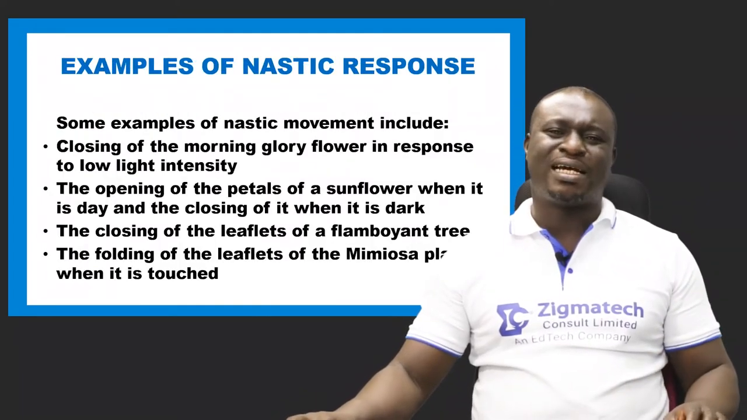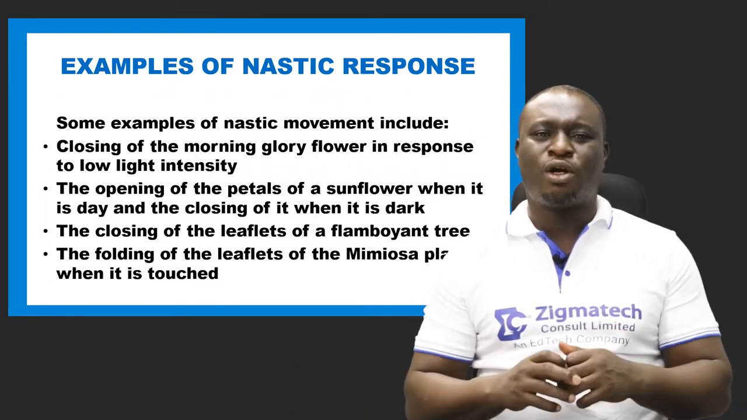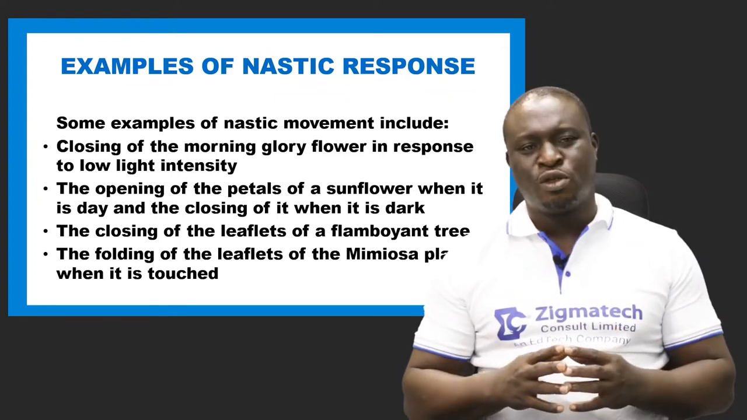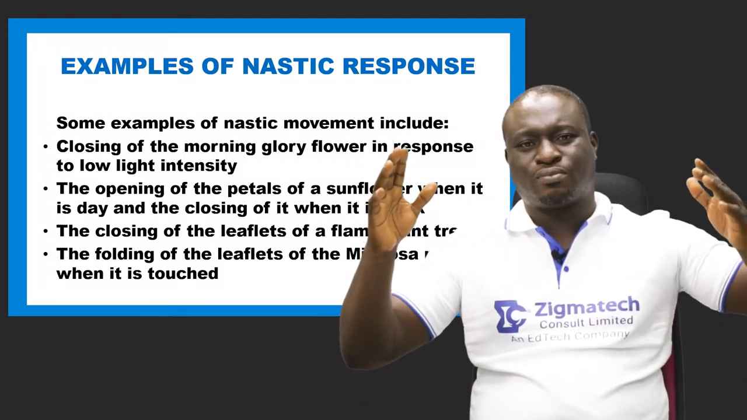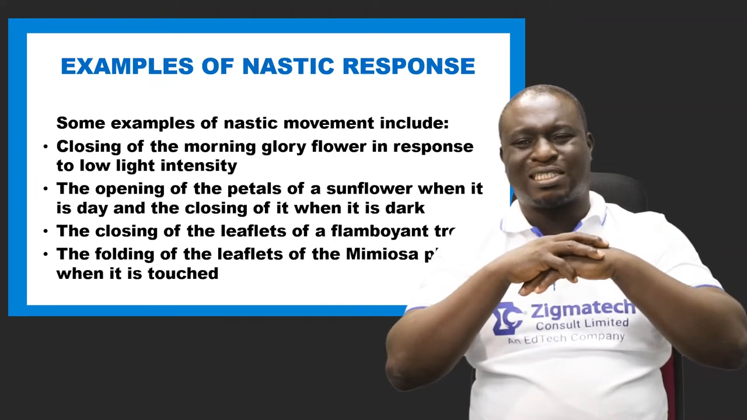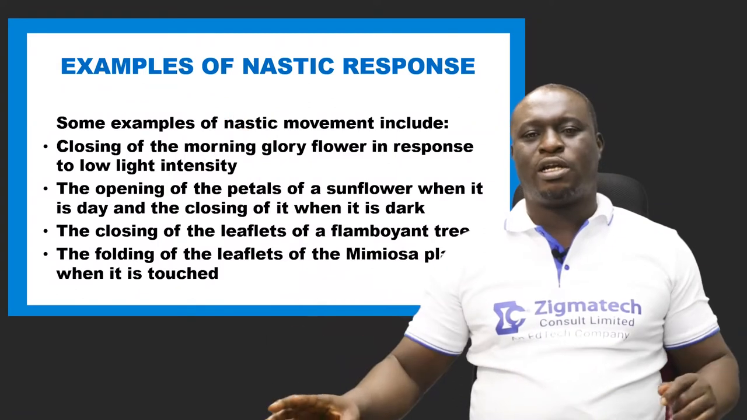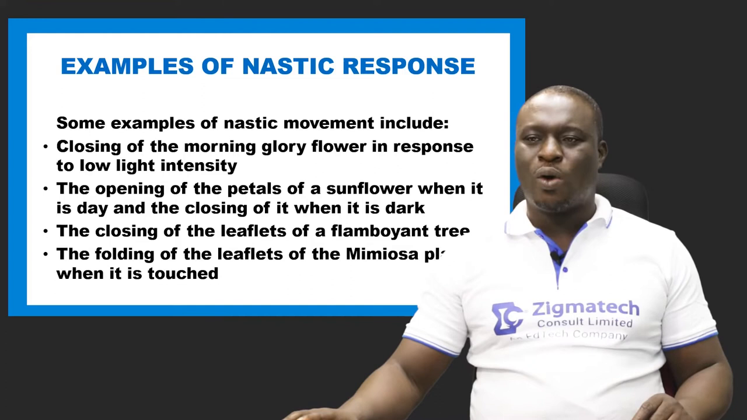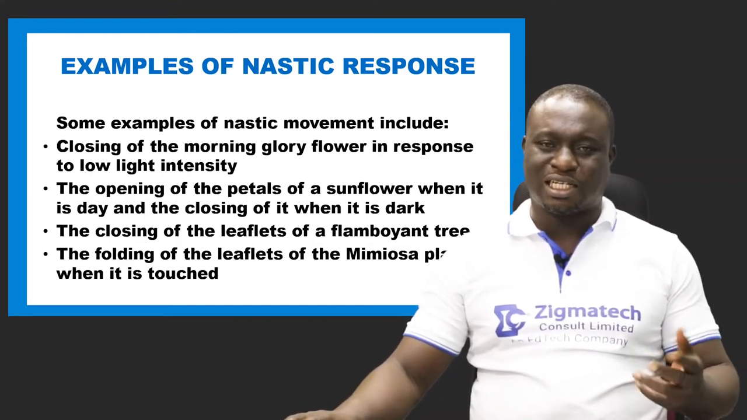Now we have several examples of nastic movement. We have closing of the morning glory flower in response to low light intensity. You can agree with me, when the sun starts setting, the morning glory flower closes. But when the sun starts rising, it opens, it blossoms. Then the next example is the opening of the petals of a sunflower when it is day and closing when it is night, just as I've explained.